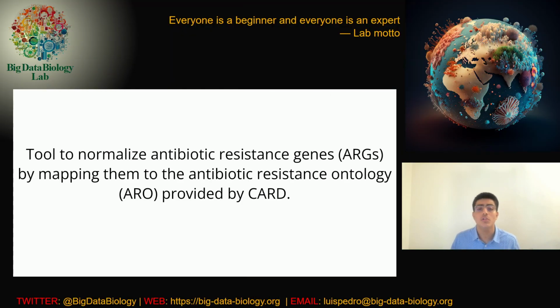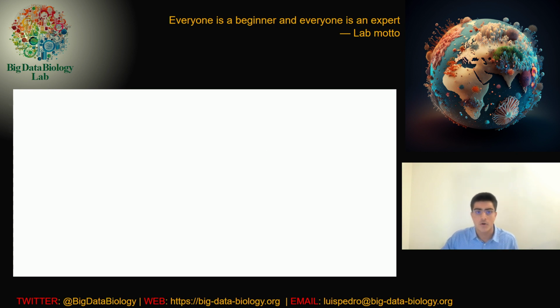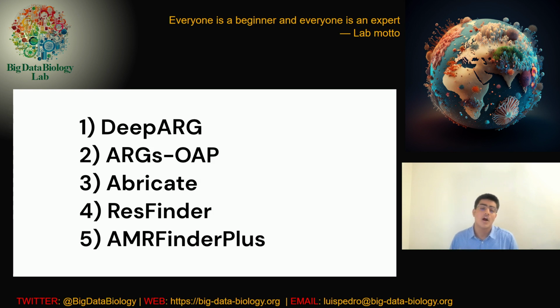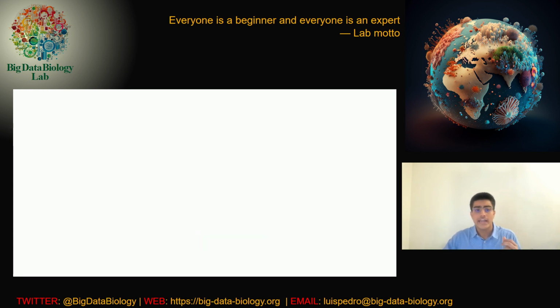ARG Norm is a tool to normalize antibiotic resistance genes by mapping them to the antibiotic resistance ontology provided by the CARD database. Right now, many tools exist for annotating antibiotic resistance genes in genomes and metagenomes, such as DeepARG, ARGs-OAP, Abricate, ResFinder, and AMRFinderPlus. However, each tool will have distinct output formats. Let's look at an example.